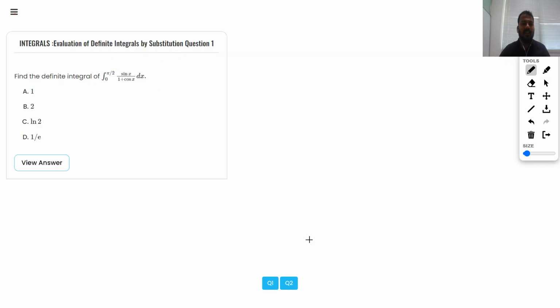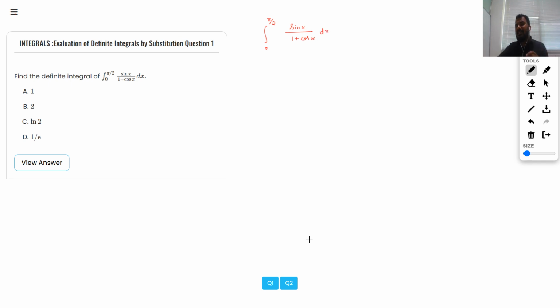Find the definite integral from 0 to pi by 2 of sine x over 1 plus cos x dx. Now I'll rewrite the question here: integral from 0 to pi by 2 of sine x over 1 plus cos x dx. If you look into this, it's not in a standard form.